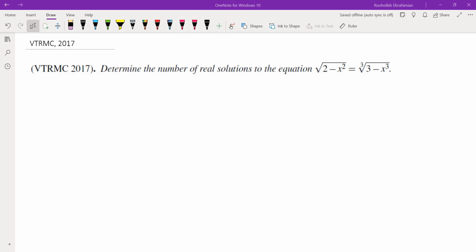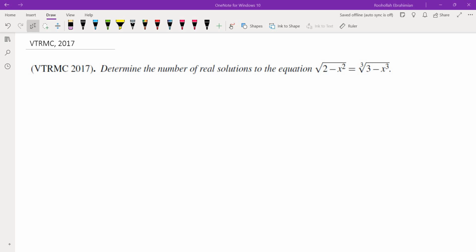Hello, in this video we're going to go over a problem from Virginia Tech Regional Math Competition 2017. This problem is asking us to find the number of real solutions to a given equation. This is a really neat equation with lots of symmetry. So it's a square root, it has a 2, it has x squared on the left, and on the right it has cube root, 3 and x cubed.